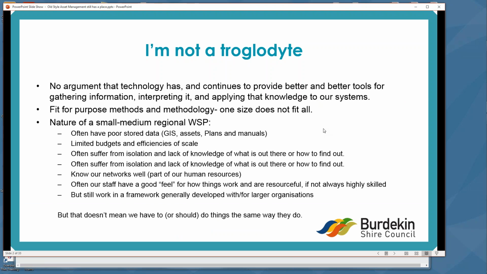I'd like to point out at the outset, I'm not a troglodyte. I don't argue that there's a lot of great new technology around, and that continues to provide a better way of doing things, whether it be gathering the information or interpreting it, and applying that information to our knowledge of our systems. However, we should never forget that we should choose something that's fit for purpose. So our methods and methodology should match what works best in our case for our size, and given that we're often fairly remote from the ability to employ various contractors and the like.